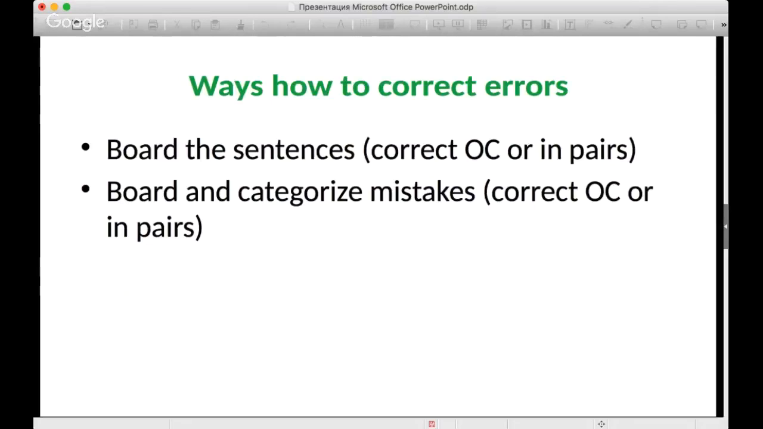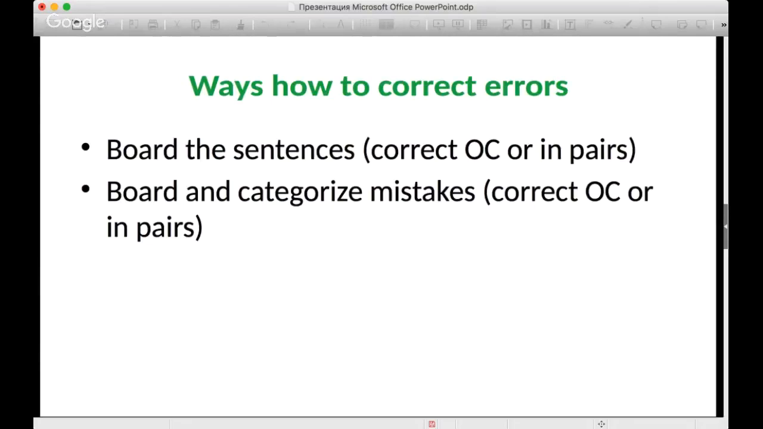Also, a good way for your students is to board the mistakes and categorize them. It means that you can write on your board the categories such as prepositions, wrong preposition, wrong word, or grammar mistake. It will help your students to focus on the problem, and it can help your students correct the mistake faster. And after that, they will have some structure in their head, and they will memorize the topic, or this mistake, better. Again, you can correct it open class, or they can do it in pairs.